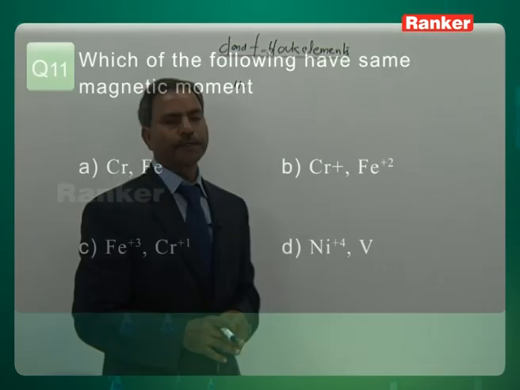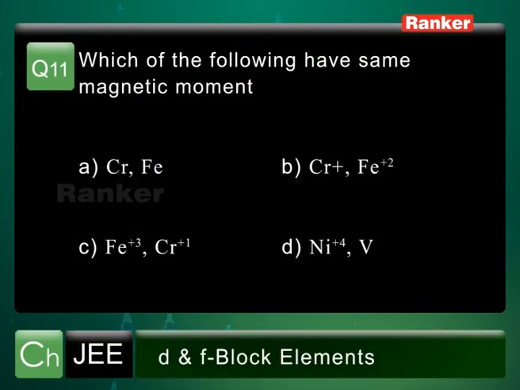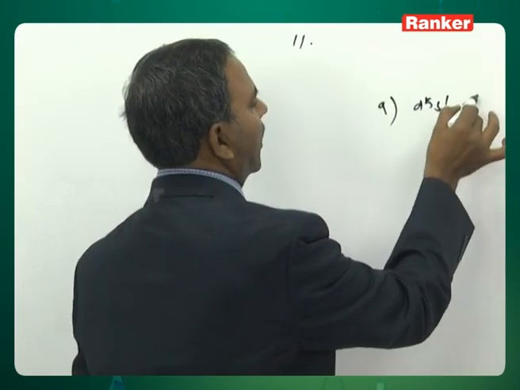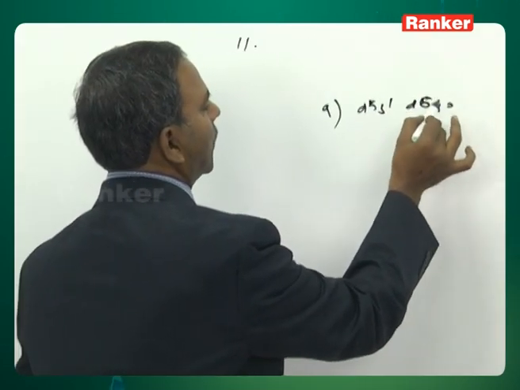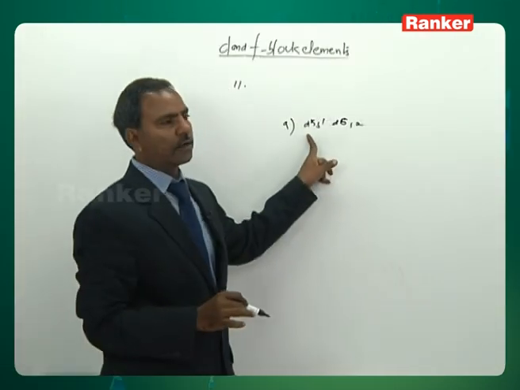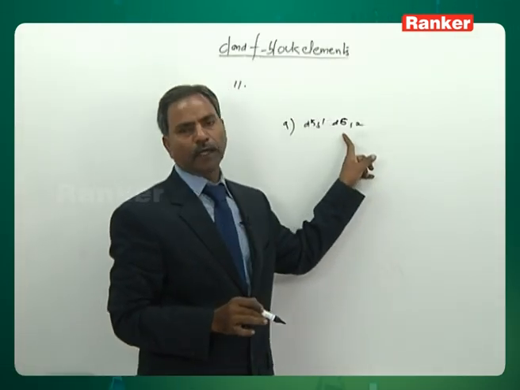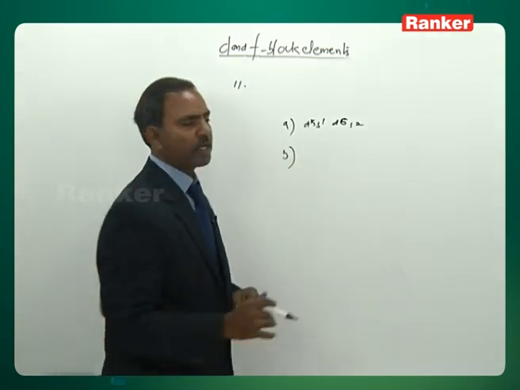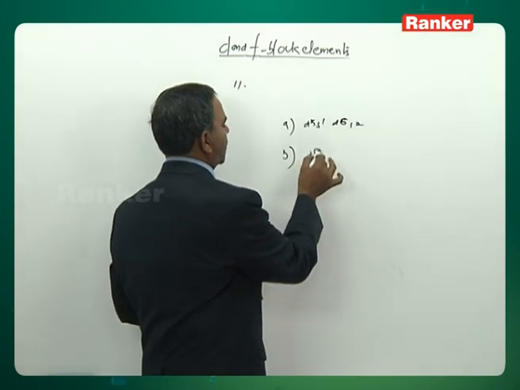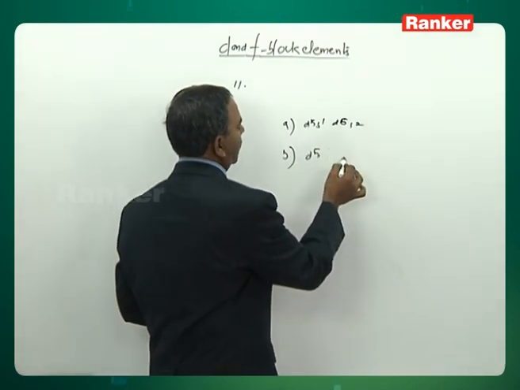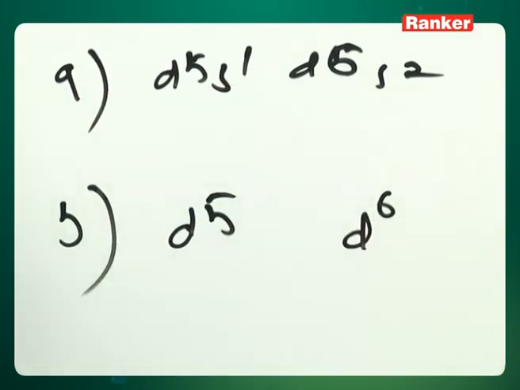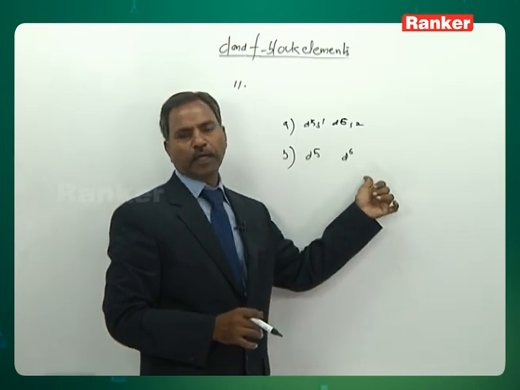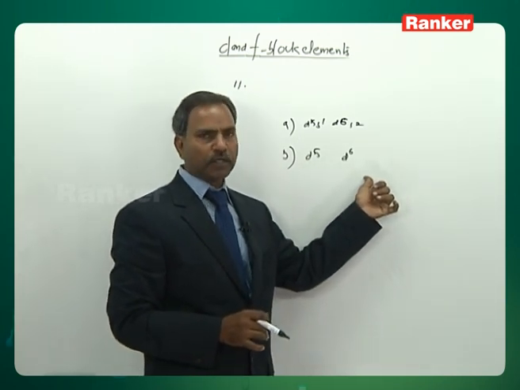Coming to option A, chromium and iron are given. Chromium's configuration is d5 s1, iron is d6 s2. So 6 unpaired electrons and 4 unpaired electrons. It is not our answer. Coming to option B, chromium plus 1 and Fe plus 2. Chromium plus 1 is d5 and Fe plus 2 is d6 s0. So it is 5 unpaired electrons here and 4 unpaired electrons there. So option B is also not correct.